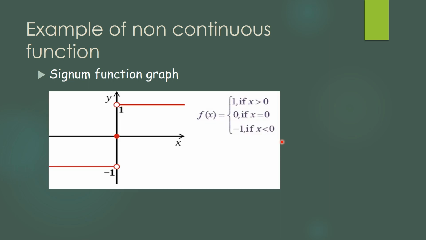Now we will plot the graph. The function I have stated here is that f of x becomes 1 if x is greater than 0, becomes 0 if x is 0, and becomes minus 1 if x is less than 0. What does it indicate? If I take any positive value, that means if I take 1, my answer will be 1. For 2, again it will be 1. So we have plotted this line.